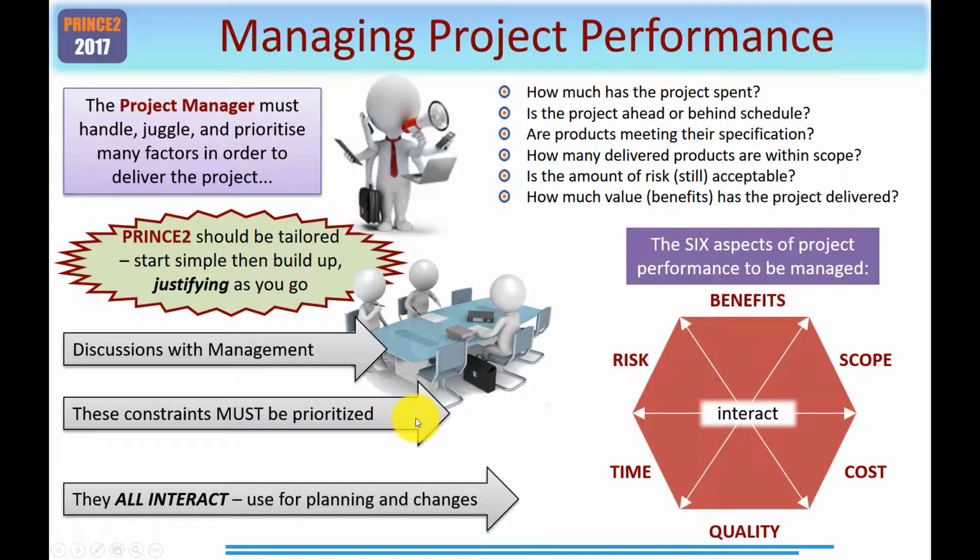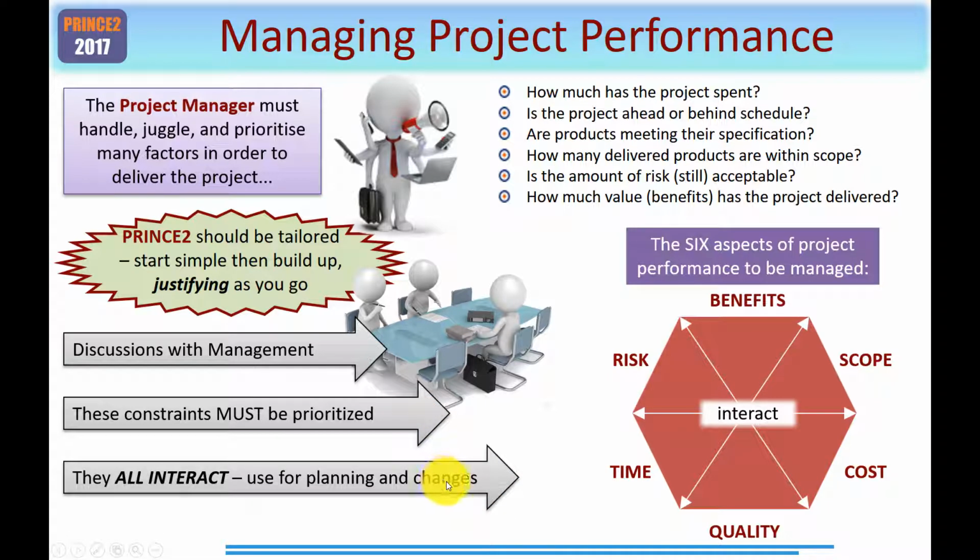And as I've said, they all interact. So whenever you're planning your project in the first place, be aware of that. And if any change requests are received during the project, you would need to examine these 6 aspects to see which of them change, and therefore determine accurately what the impact of any such changes are.